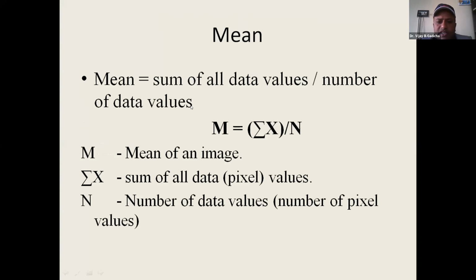Yeah. So what is mean? Mean is the sum of all the data values divided by the total number of data values. So mathematically, it is given as capital M equals the summation of small x divided by capital N. Now, x is the data values and N is the total number of data values. So whatever value we get is capital M, which is the mean.